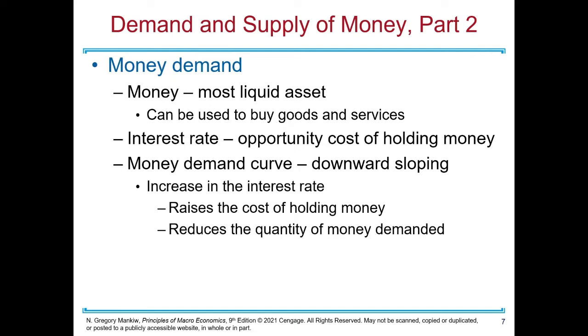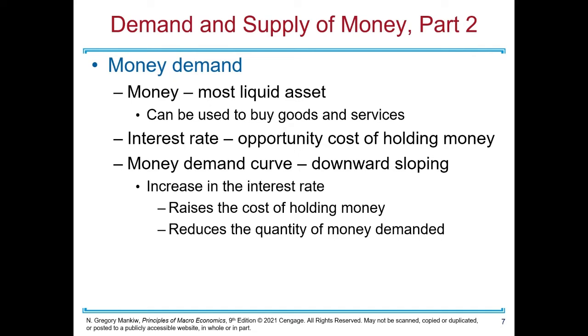So if the interest rate is high, are we going to hold more? We're going to hold less. We want to hold less because a high interest rate means that our opportunity cost is higher. If we hold less money, we can get a high interest rate and our money is going to be growing faster. If the interest rate is lower, it's going to decrease the cost of holding money, and that's going to raise the quantity demanded for money.